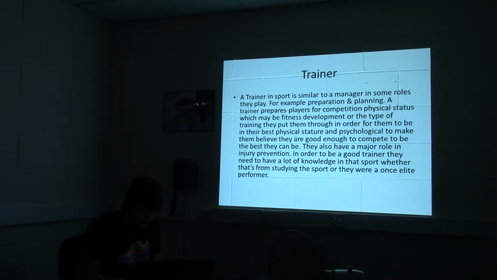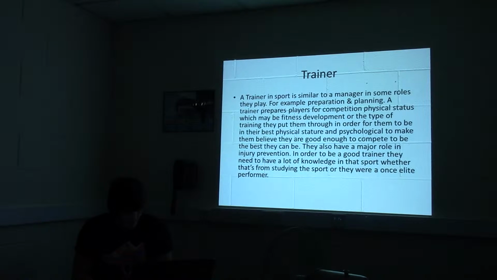For example, preparation and planning. A trainer prepares players for competition and their physical status, which may be fitness development or the type of training they put them through in order to keep them in their best physical condition. They also have a major role in injury prevention. In order to be a good trainer, they need to have a lot of knowledge in that sport, whether from studying the sport or from having been an elite performer.